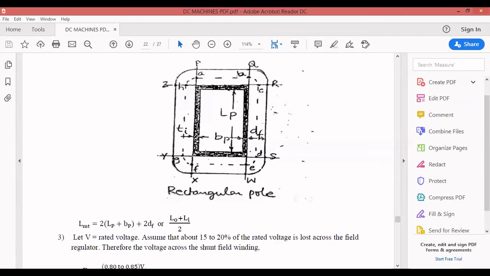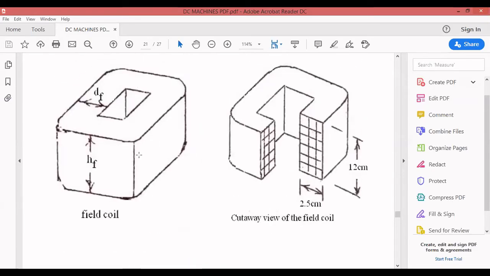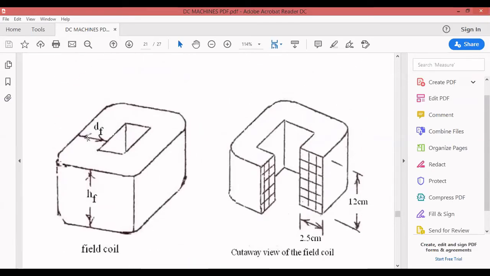DF is nothing but what? Your depth, the thickness of the winding. Here one DF, here one DF, and here one DF. That will be your depth of the winding. Once again, I am showing this figure. It is clear for you. Say depth: here one DF, here one DF, 2 DF.